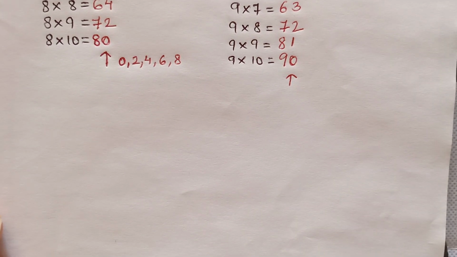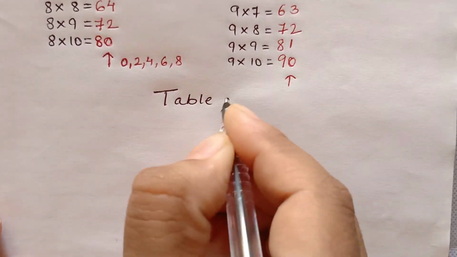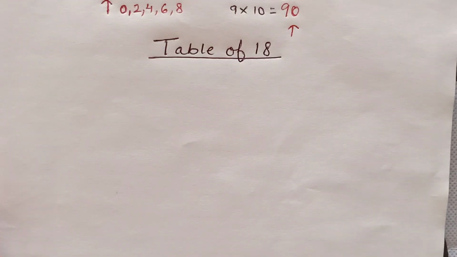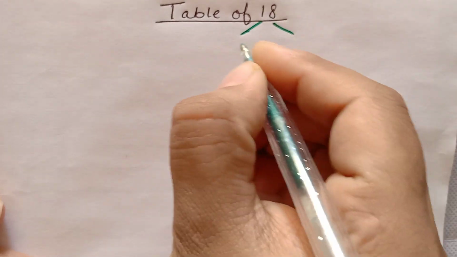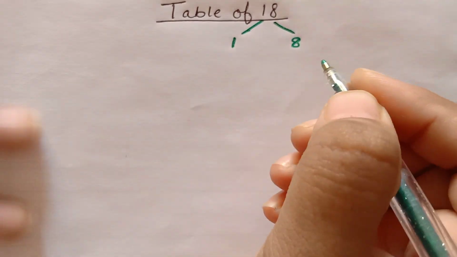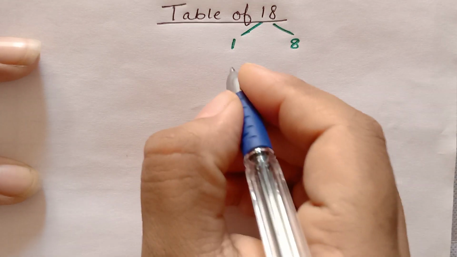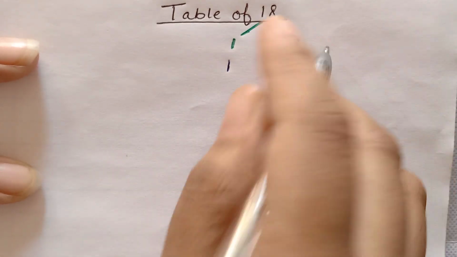Let us pick 18. So table of 18. I'm going to write the table of 18 now. Now, what is the trick? What is the technique? How do we write the table of 18? What we have to do is, can you see 18 is actually made up of two digits, 1 and 8? Can you see that clearly? Yeah. So what I'm going to do, I'm going to write the table of 1 and then I'm going to write the table of 8. Okay? So let's do that.